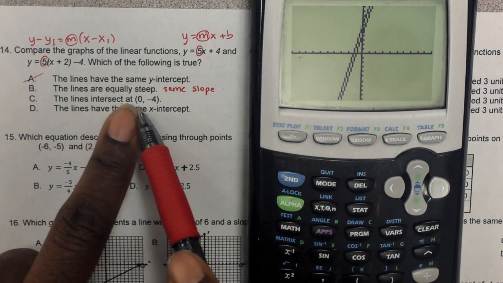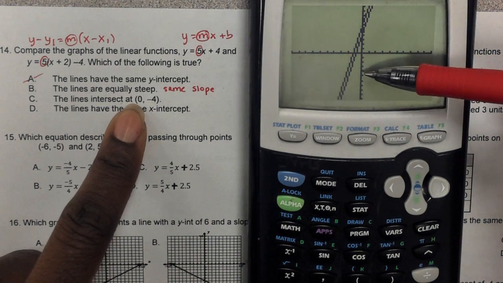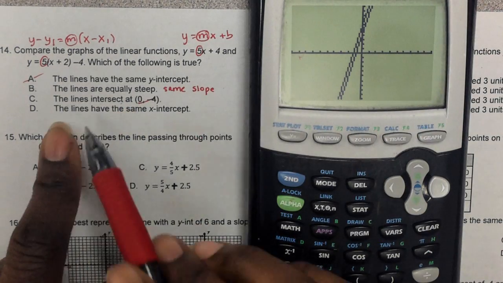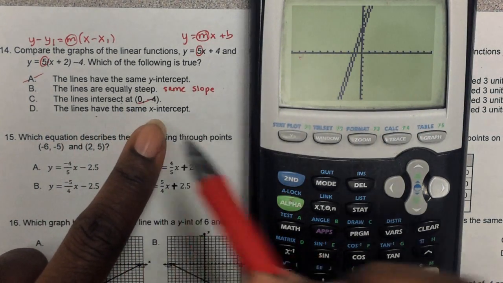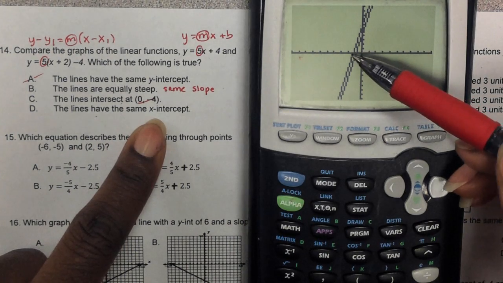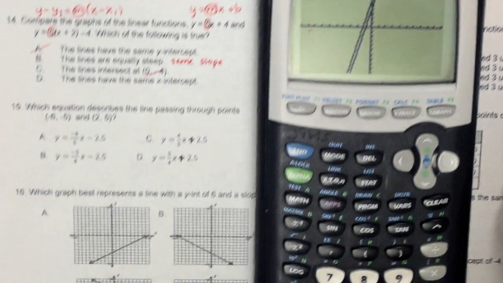It says the lines intersect at 0, negative 4. Do either of these lines even touch right here at 0, negative 4? No, so we know that definitely can't be our answer. And the lines have the same x-intercept. Look at the x. There's 2 different touches on the x-axis, so it can't be D either. So please make sure you circle your answer.